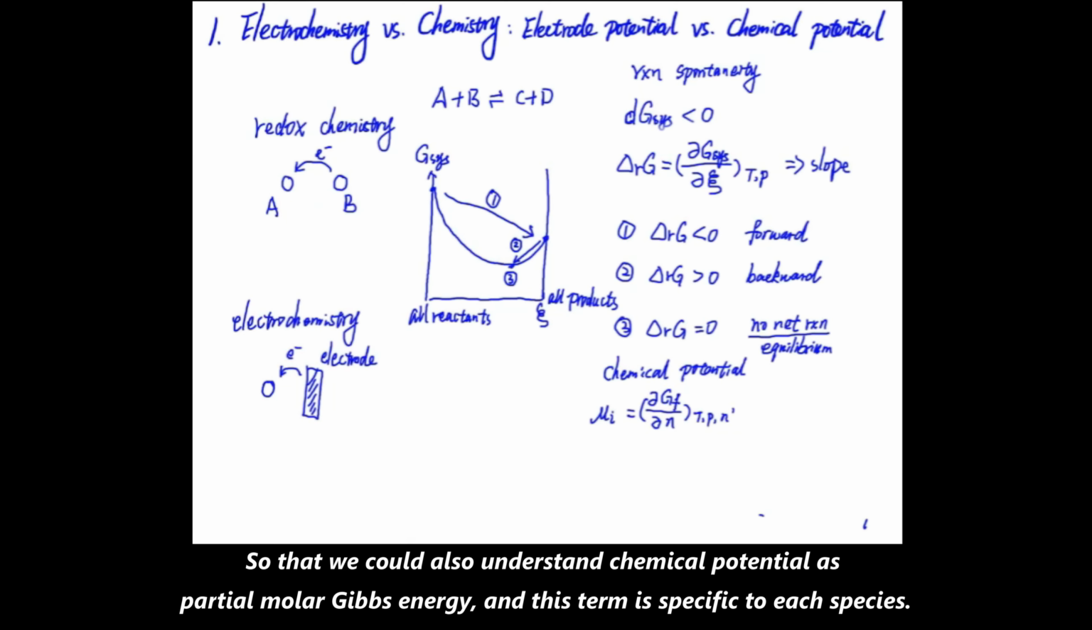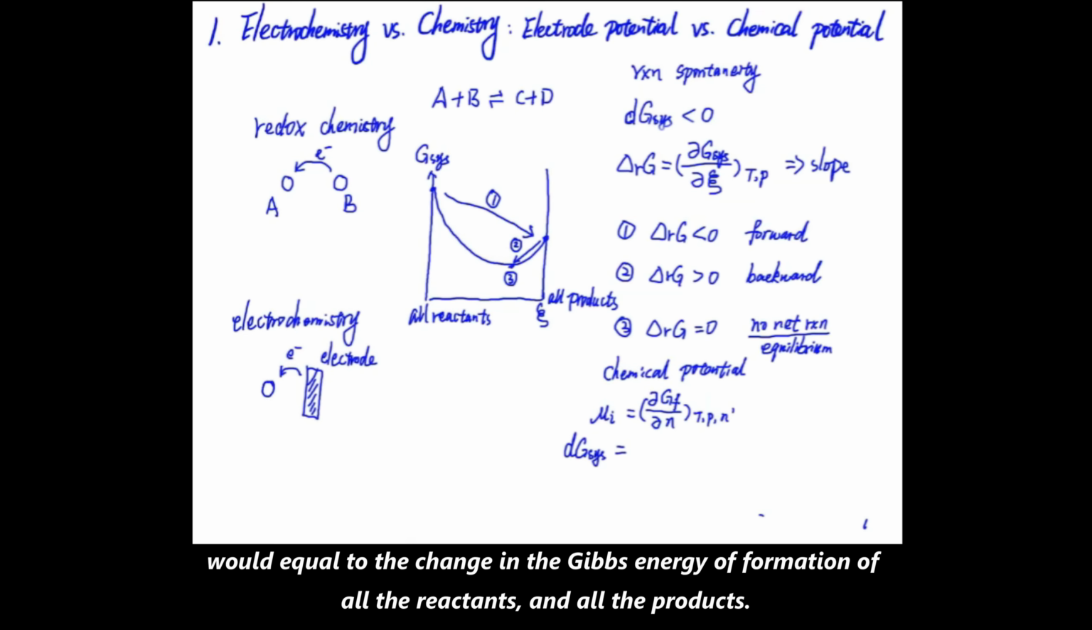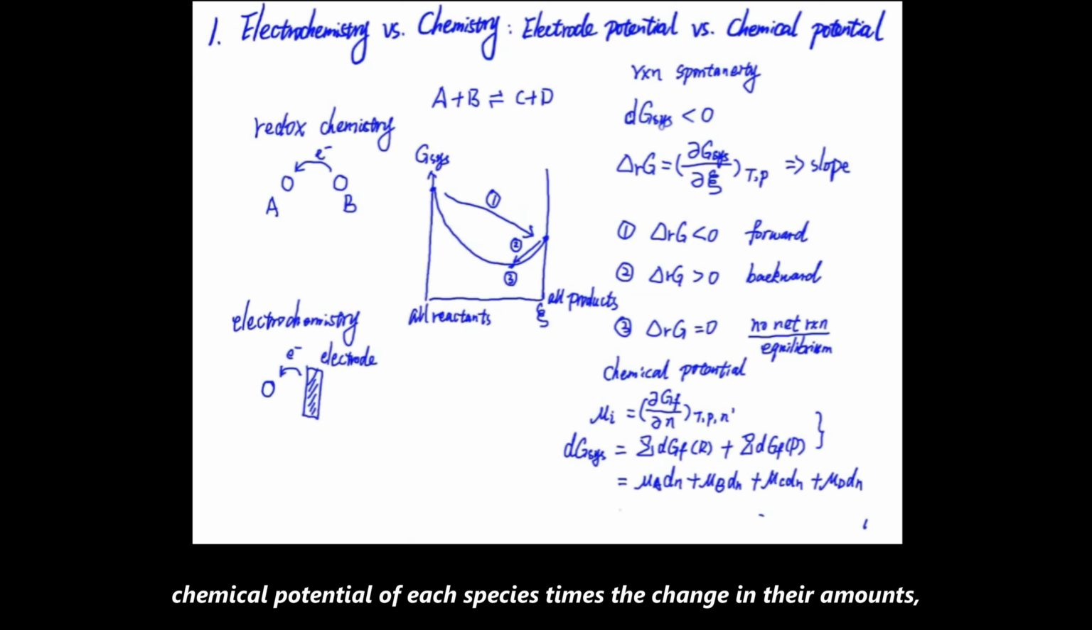Then we look at the Gibbs energy change of the whole system, which would equal the change in the Gibbs energy of formation of all the reactants and all the products. Combining these two equations, we have the sum of the product of chemical potential of each species times the change in their amount.